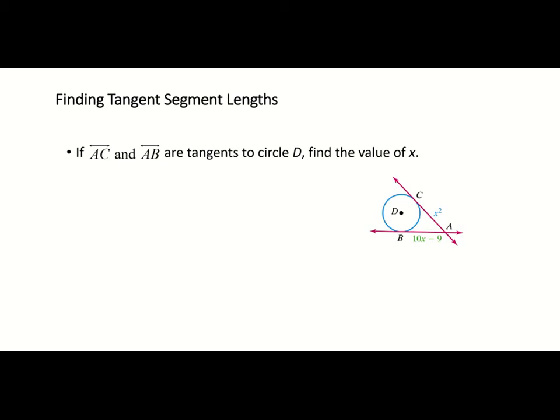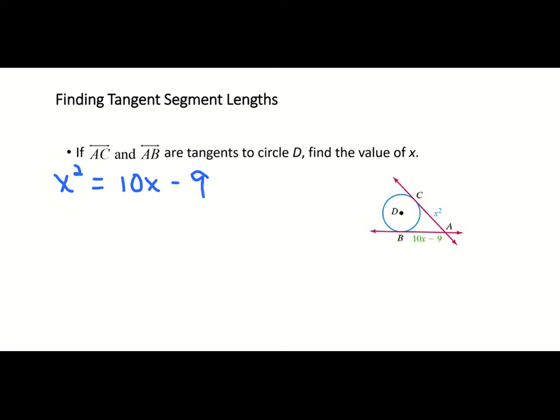Right, so here we're going to find the value of x. We know that line AC and AB are tangents to circle D, so they meet the circle at points C and B, and they intersect at point A. And they want us to find the value of x. We just learned from our previous slide, the congruent tangent segment theorem, that the two segments are congruent to each other. So that means that x squared is equal to 10x minus 9. And they want us to find x.